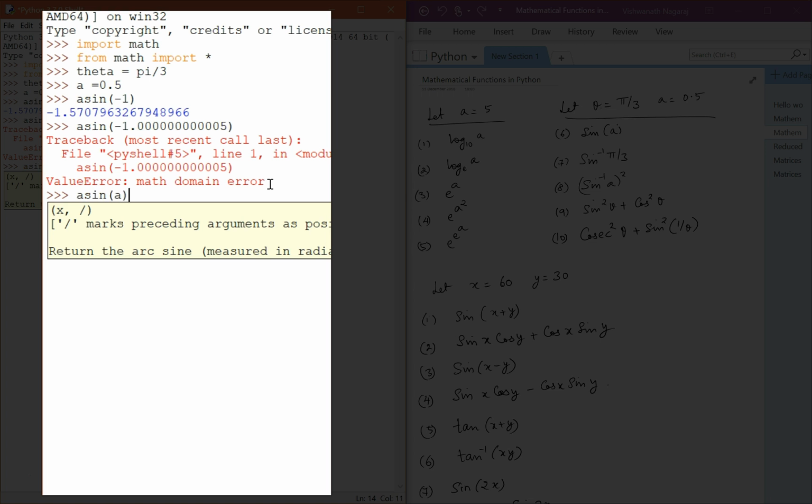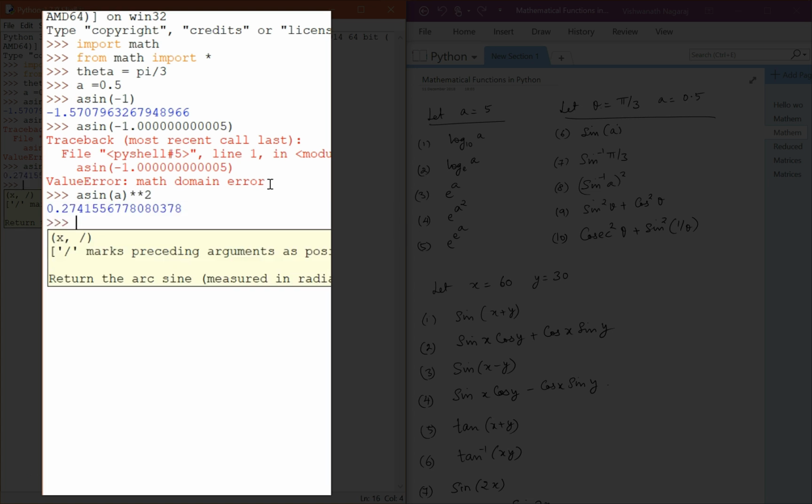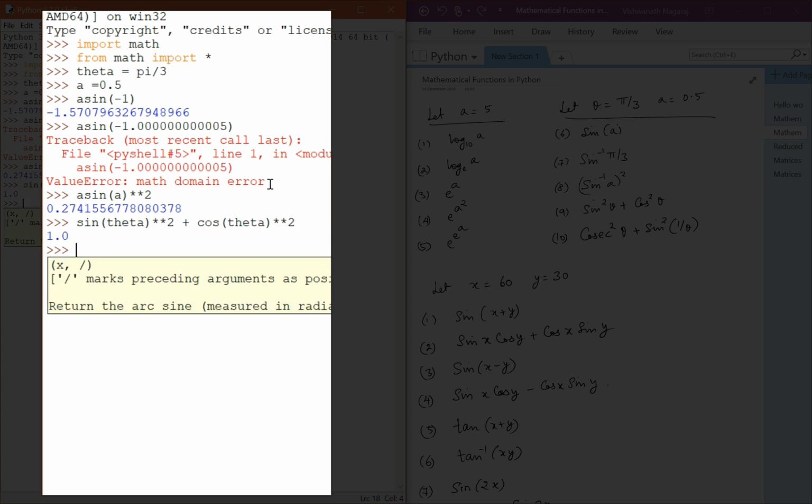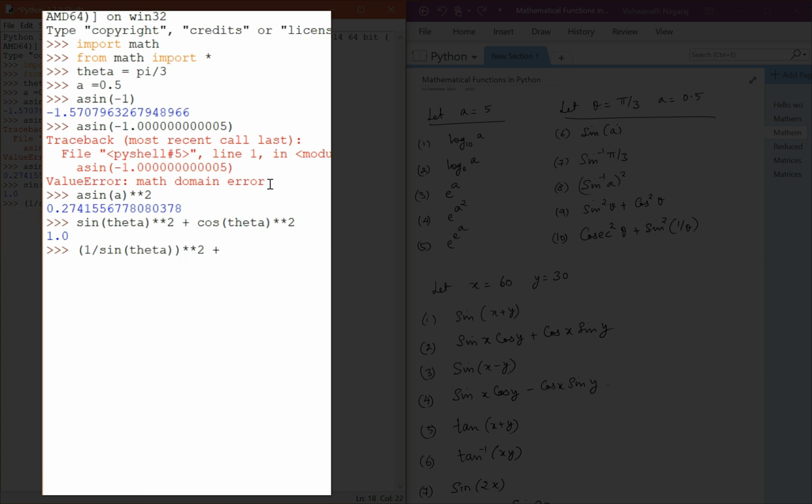Sine inverse of a square. So star 2. Now sine square theta plus cos square theta. Sine theta square plus cos theta square should give you 1. Cosec square theta plus sine square 1 by theta. So cosec square theta, that function is not available. We have to actually take it as 1 by sine theta square plus sine 1 by theta square.